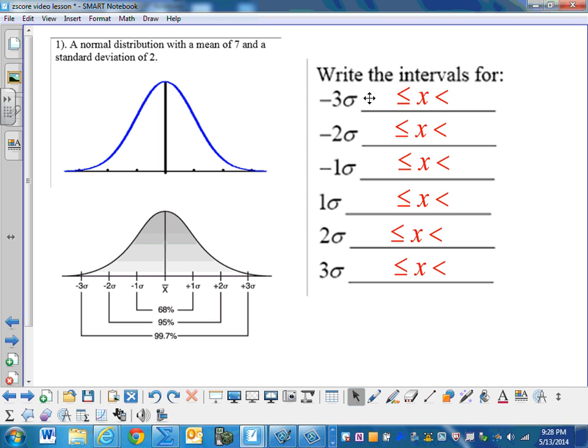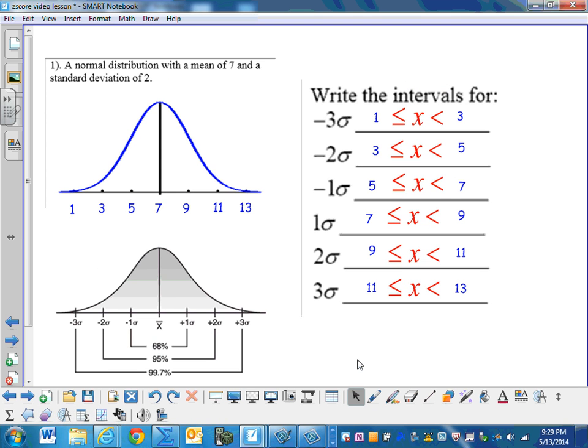So we're going to write the intervals for a normal distribution with a mean of 7 and a standard deviation of 2. So go ahead and label your graph. And you're going to be putting your lowest and highest for each interval. So go ahead and write less than or equal to x, which is less than for all of those. And look at example 1 and 2 if you're not sure what the interval should look like. So these are our intervals.